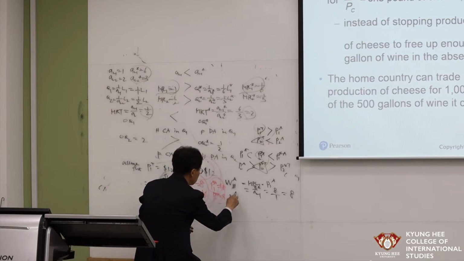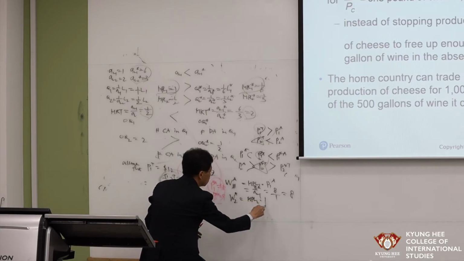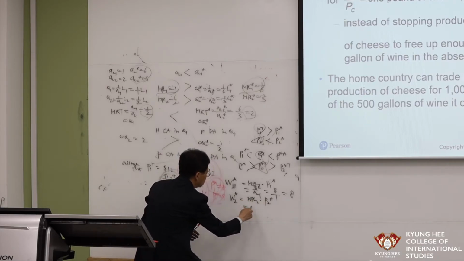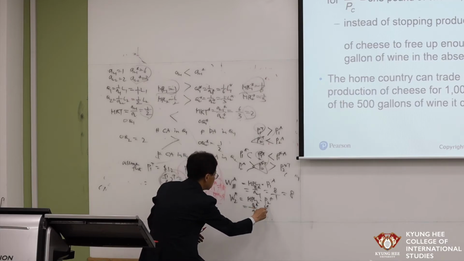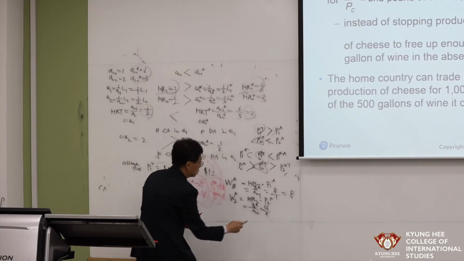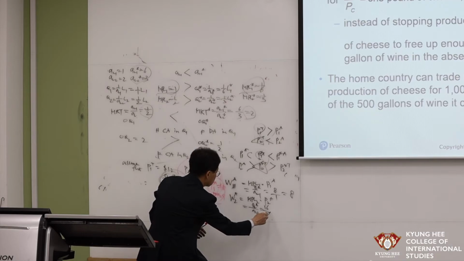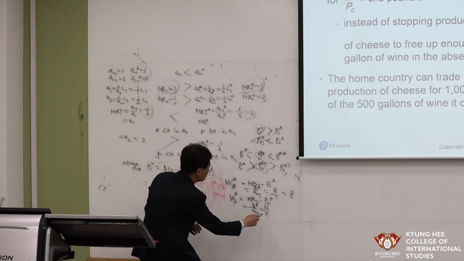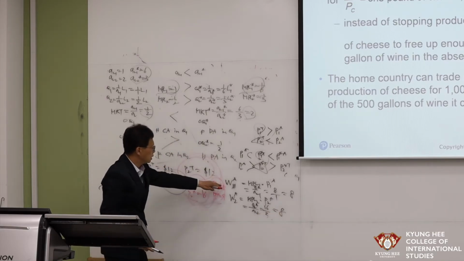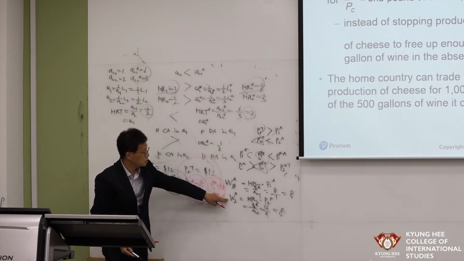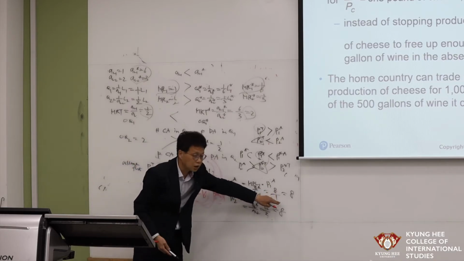Similarly, the autarky wage rate in sector 2 is MPL2 multiplied by P2A. This one is P2A over AL2. P2A is $16, AL2 is 2, right? So this one is $8. So the wage rate in sector 1 is equal to the wage rate in sector 2. That is $8.